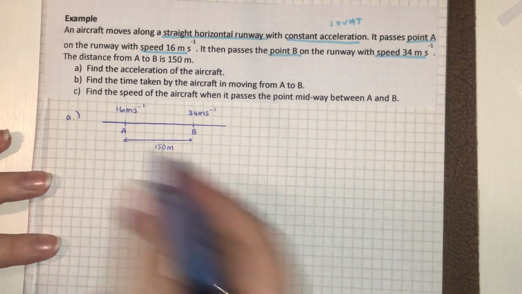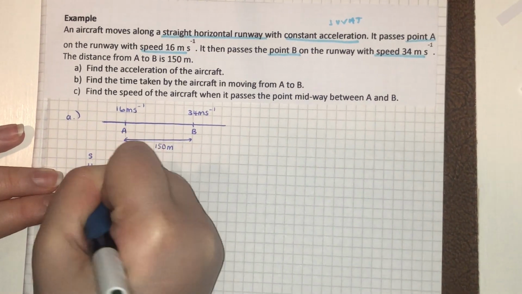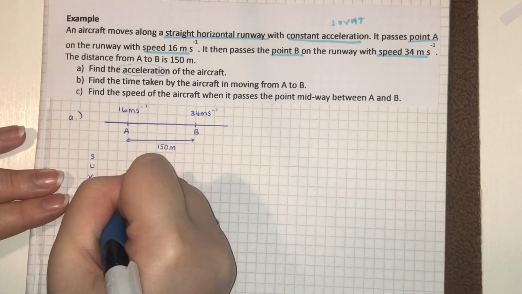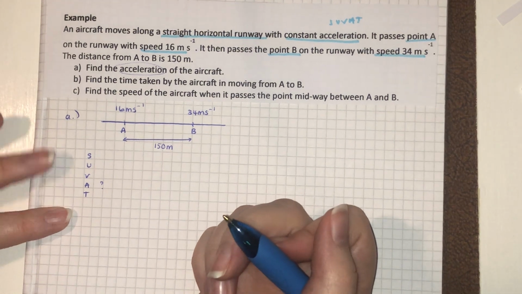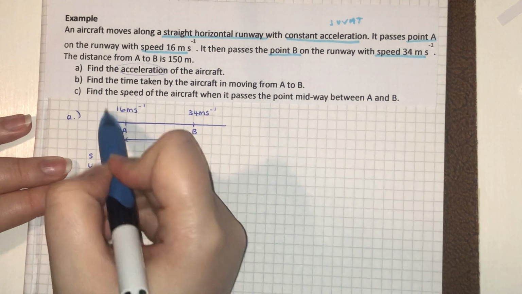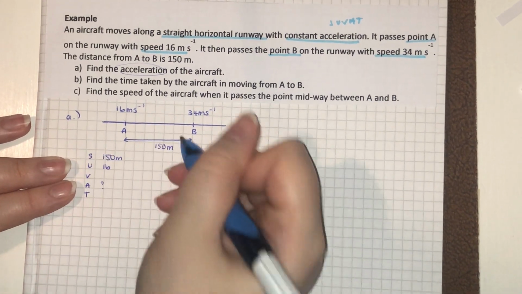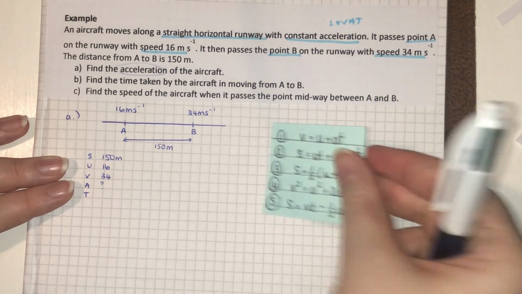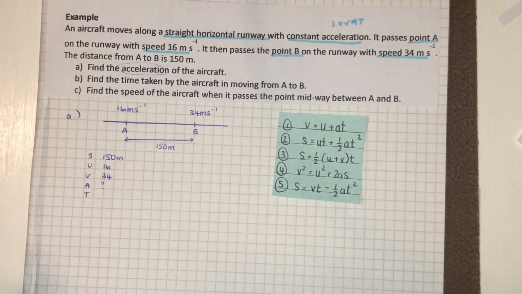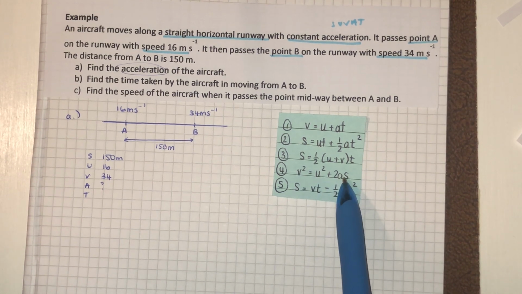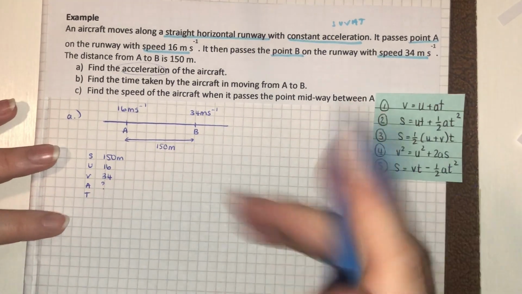Okay, so Suvat, we're trying to find the acceleration, so we're looking for our A, so I'm just going to put a question mark there. We know the distance is 150 meters. At A, the speed was 16, and at B, the speed was 34. Okay, so just bringing the equations back. The one that has all of those is going to be equation number 4, because you've got the V, the U, we're looking for the A, and we've got the S.